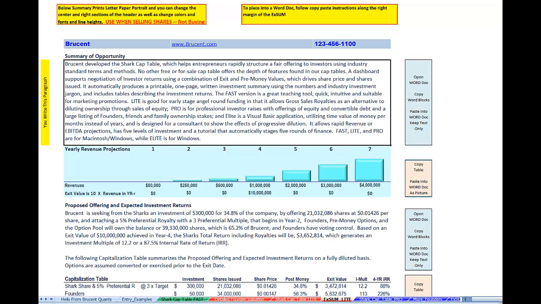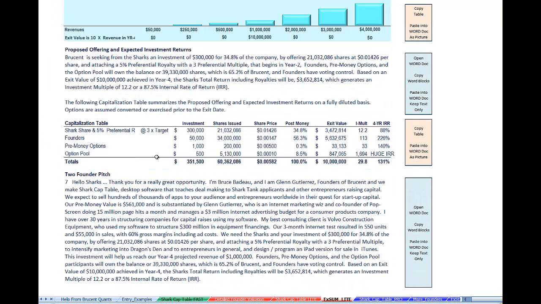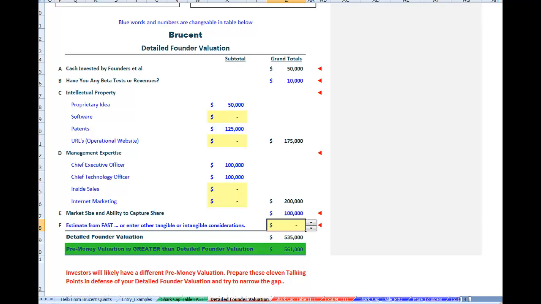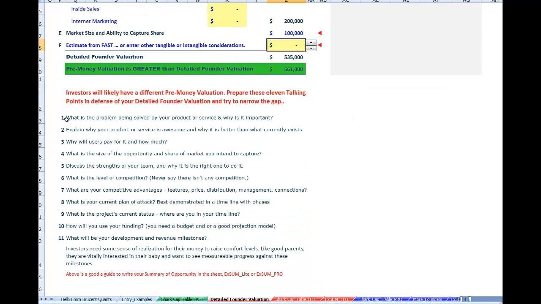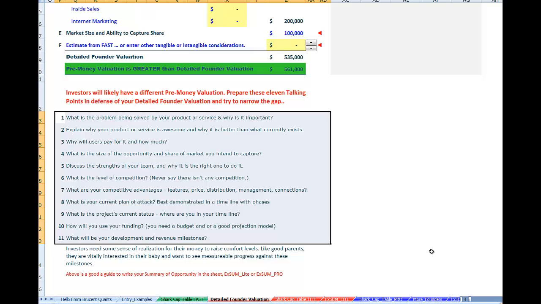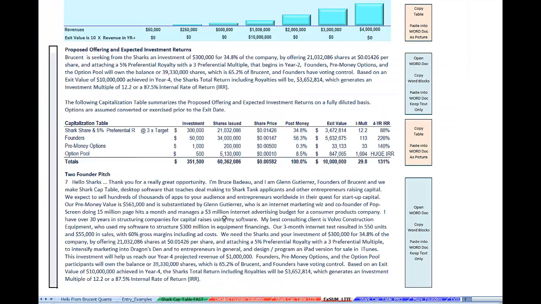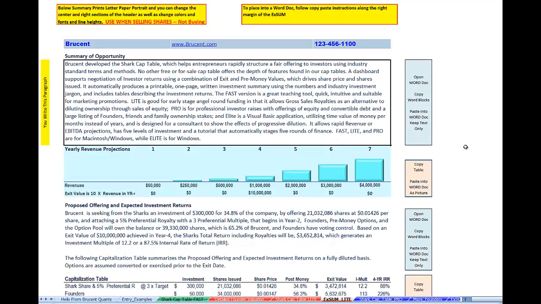Now, the last thing that this does is we create an executive summary. And you have to write the opportunity, but the rest of this is just automatically drawn in from the prior sheet. I suggest you go to the detailed founder valuation. Scroll to the bottom and you will see 11 important questions. Answer those and discuss them, and you should put the answers basically in here and you'll be good to go.